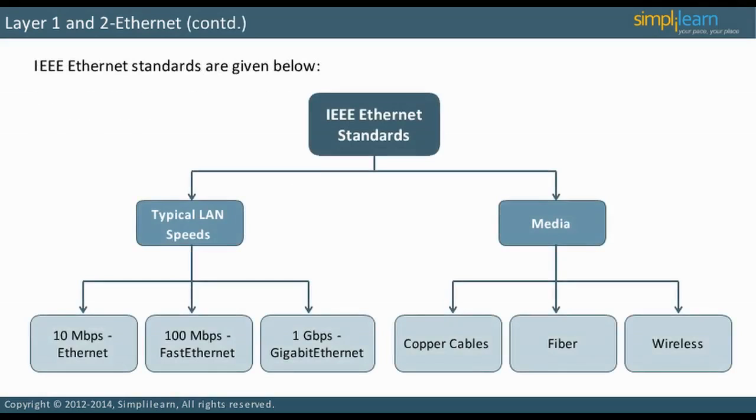As seen in the diagram on the slide, IEEE Ethernet standards include the following typical LAN speeds and media. Ethernet includes the typical LAN speeds of 10 megabits per second, called Ethernet, 100 megabits per second, called Fast Ethernet, and 1 gigabit per second, called Gigabit Ethernet. The media under Ethernet includes copper cables, fiber, and wireless. Let us look more closely at Layer 1 Ethernet capabilities in the next slide.